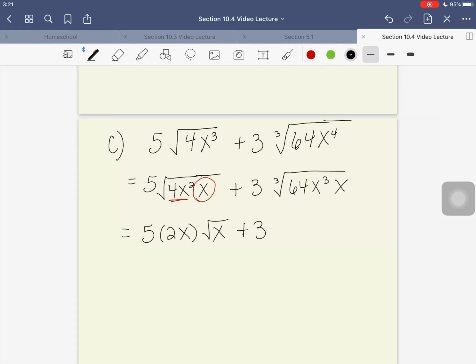Plus 3 times the cube root of 64 is 4. So 3 times 4x. And that leaves the cube root of x. Okay. So now let's multiply, and that will be 10x square root of x plus 12x cube root of x. And that's pretty much all I can do since I have a different index for each term.